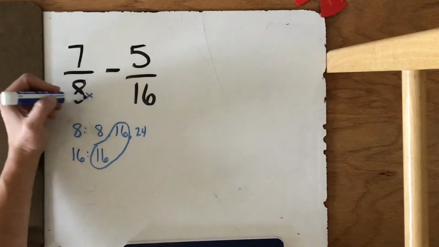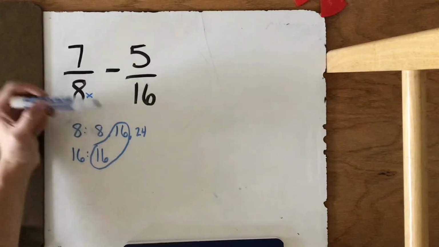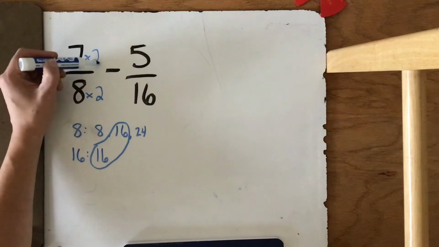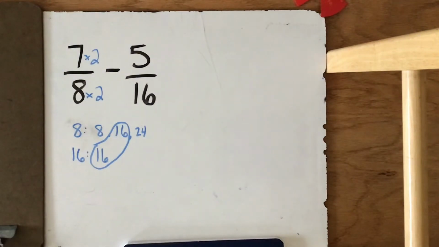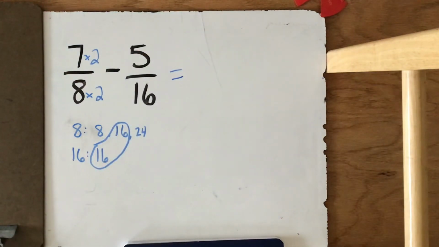8 times what gets us 16? Twice. 1, 2. 8 times 2. Whatever we do to the bottom, we have to do to the top. Again, if I'm going too fast, pause the video so you can catch up and do this with me. Now let's create our new problem.